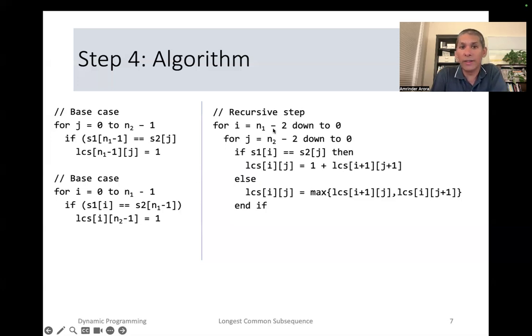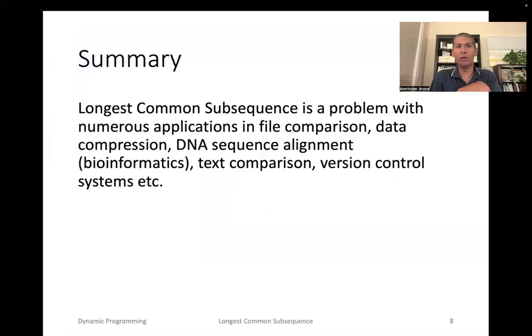So we can see here, this is simply a double loop. So it would take N1 times N2 time. This takes N2 time, this takes N1 time. So overall, N1 N2 time dominates. And that's really what we have here. It's a problem with numerous applications, and we can solve it in N1 N2.